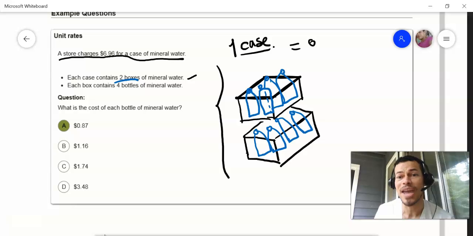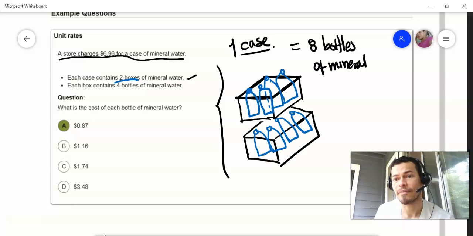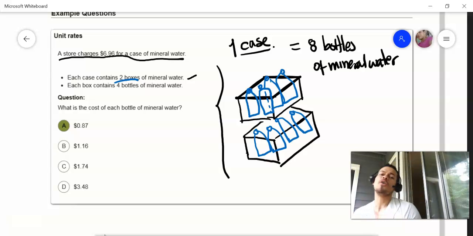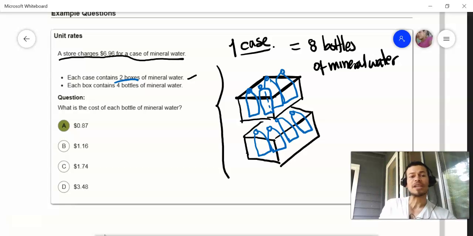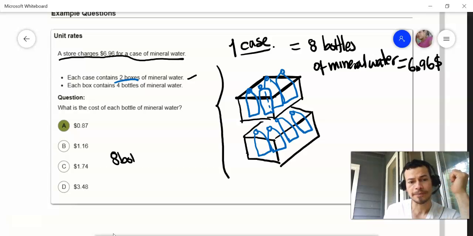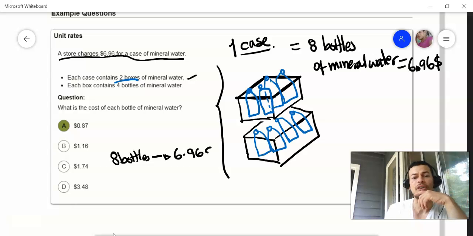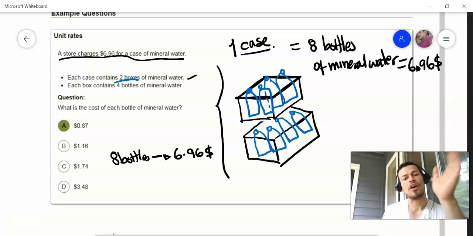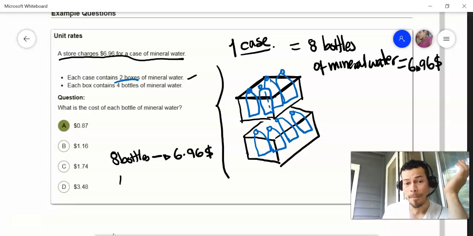Okay, so now by drawing the problem, we know that 1 case equals 8 bottles of mineral water, and that's equal to $6.96. So now we know that 8 bottles cost $6.96. If 8 bottles cost $6.96, then 1 bottle, I don't know how much it is.